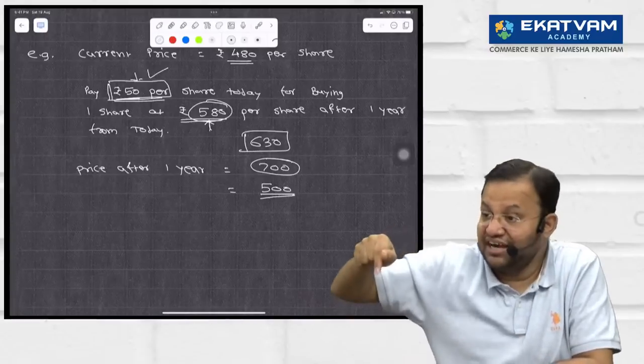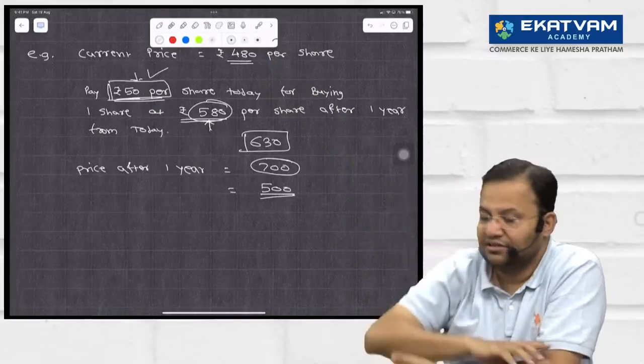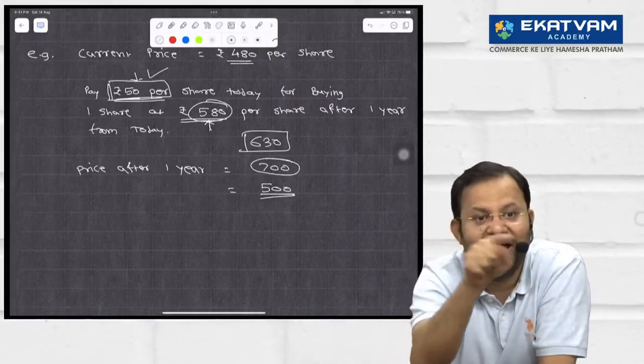You are buying shares at 580 at that time. What if market rate is 800? What if market rate is 1000 at that time? You will still buy at 580.